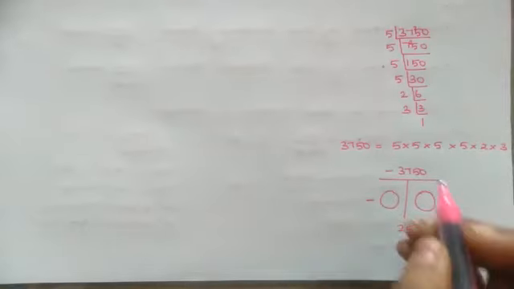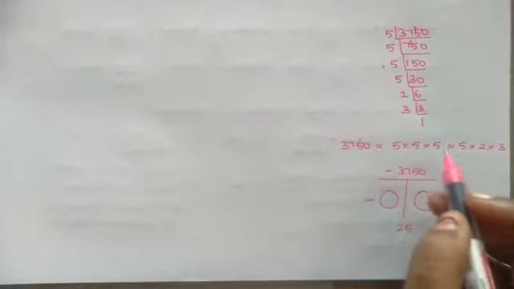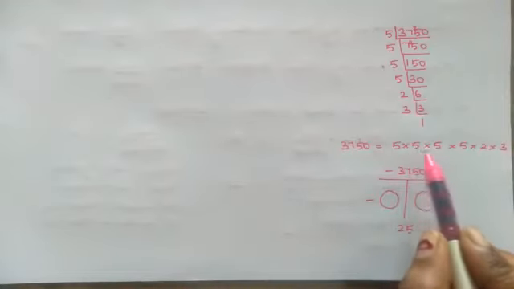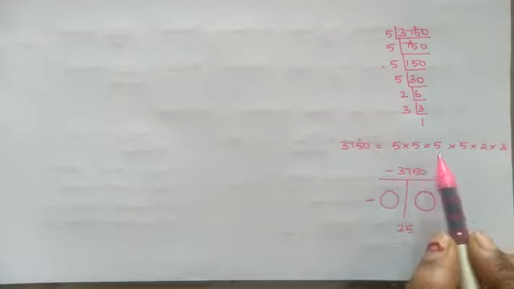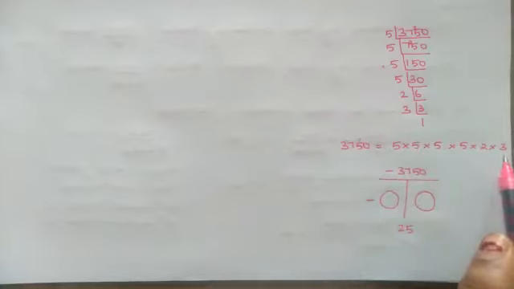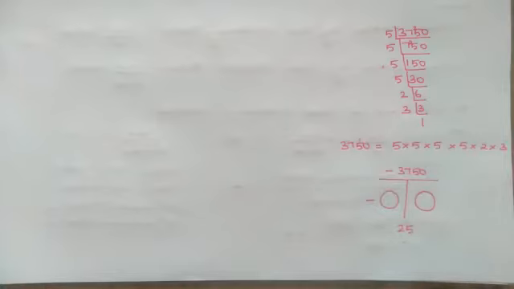When we check each possibility, 5 5s are 25, 25 into 6 is 150, so 150 into 25, not possible. Next, 5 5s are 25, 25 into 5 is 125, and 5 2s are 10, 10 into 3 is 30, so 125 into 30, even that is not possible. Checking each and every possibility is a trial and error method only, there is no other way.